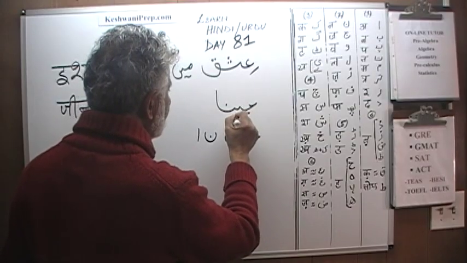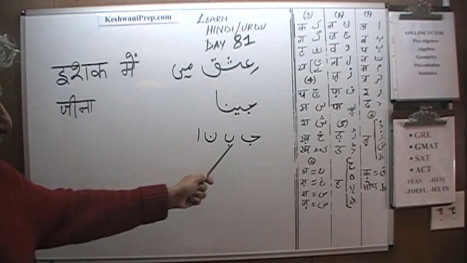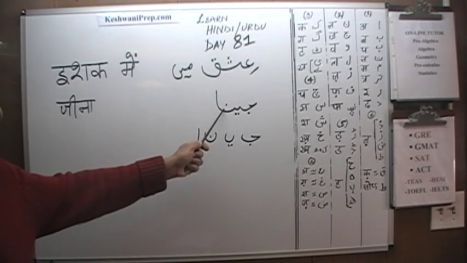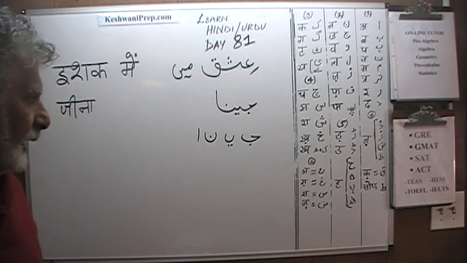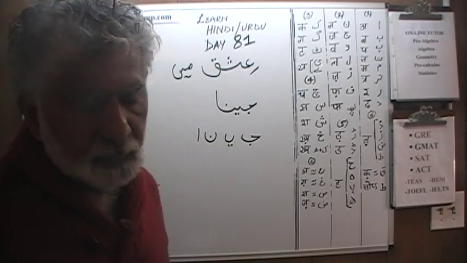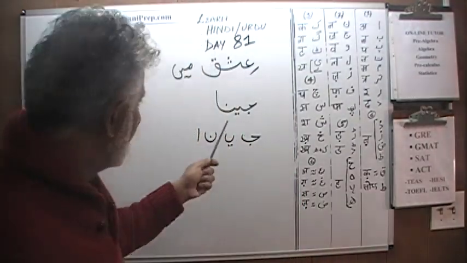Ishq mein jeena. The fact that the loop for the choti ye is very small and the loop for the noon is very large makes no difference. This is how people write. If you try to make uniform loops, actually it looks very weird. That's how you will see.